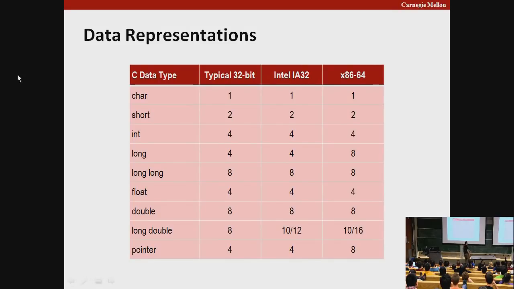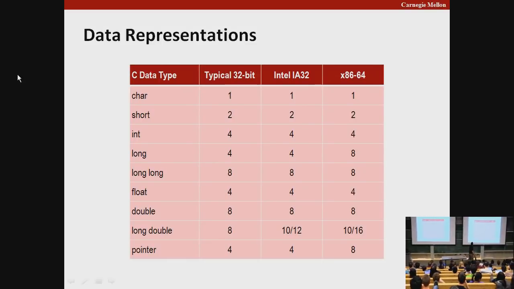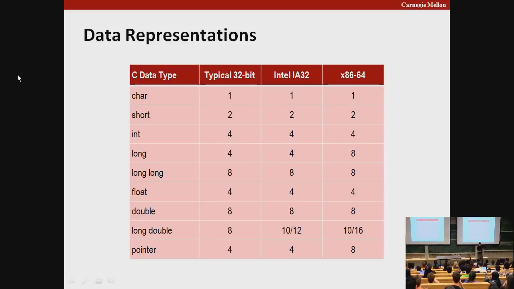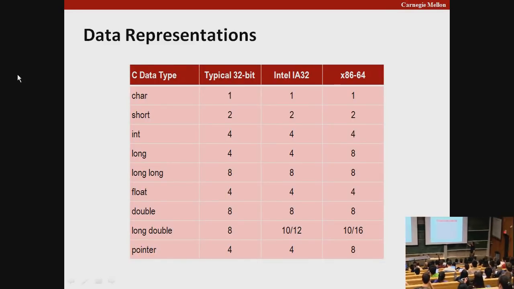Data representations. When we deal with programs and we deal with data types, the data types are ultimately represented in binary. A character tends to be 1 byte, 8 bits. A short tends to be 2 bytes, 16 bits. Int, 4 bytes. Sorry, int 4 bytes, 32 bits. Short, 2 bytes, 16 bits. Long, on most systems, it's still 4 bytes, except on 64-bit systems, the current generation.